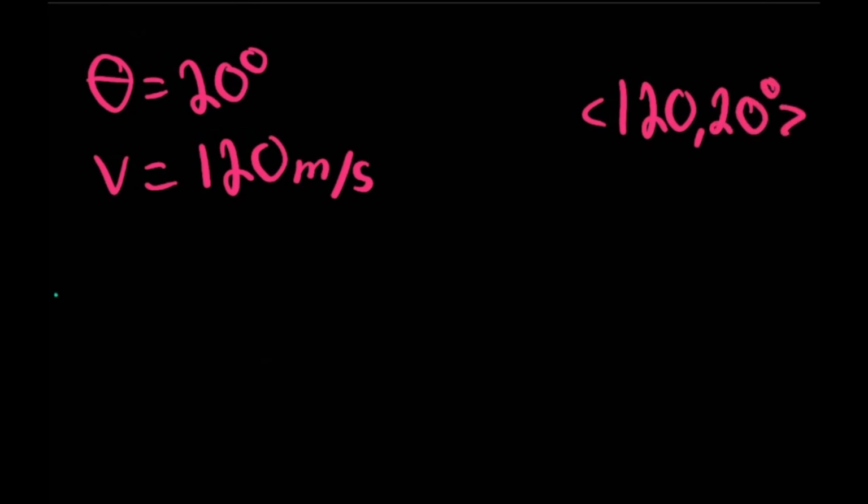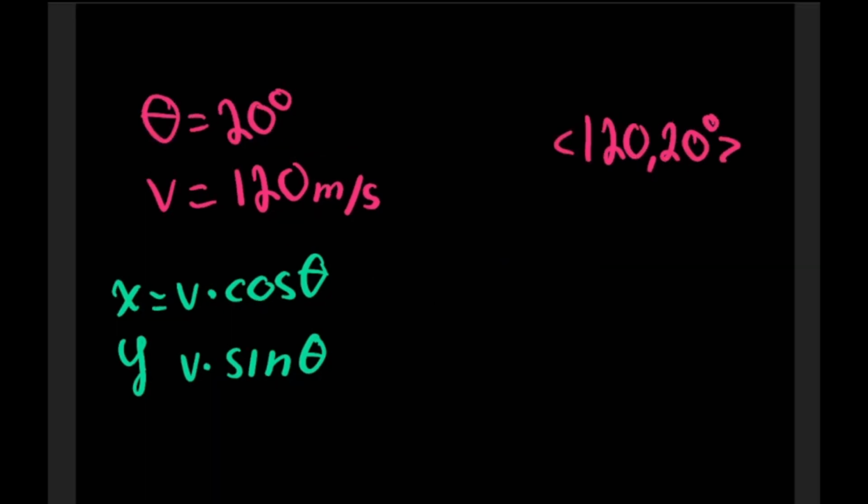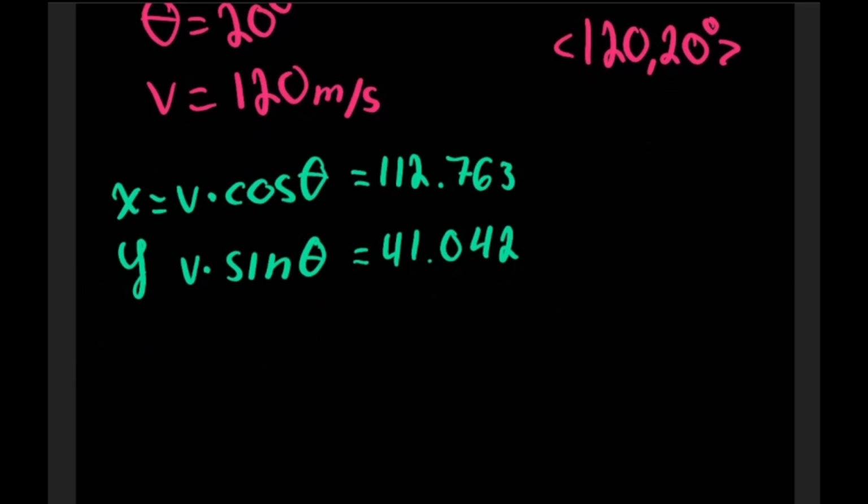Since we usually want to operate in the Cartesian coordinates x and y, we're going to need to convert from polar coordinates. And to do that, the equation is taking r, or in this case v, and multiplying it by the cosine of theta, or the sine of theta, depending on if we want the x or the y. Plugging these values in, we end up with a result of 112.763 on the x and 41.042 on the y.